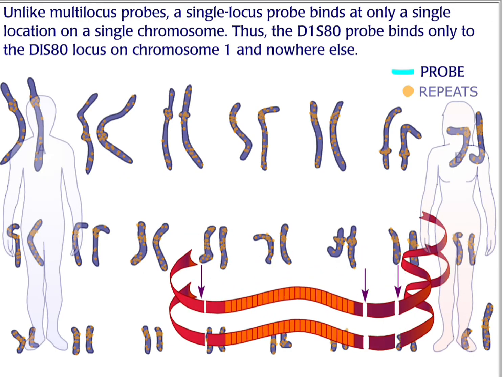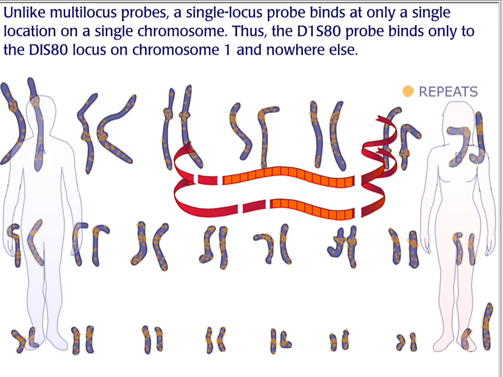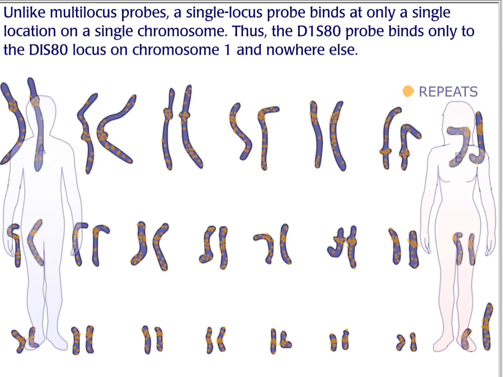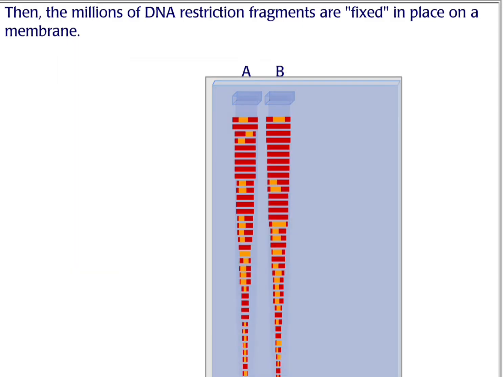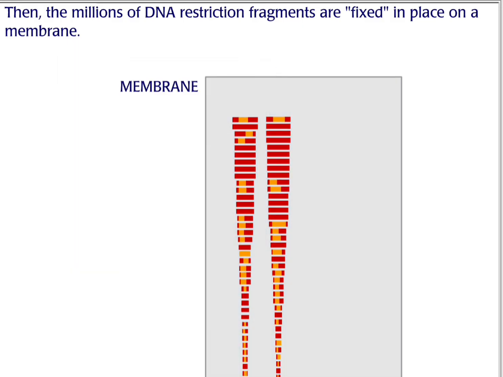Unlike a multi-locus probe, a single locus probe binds to only a single location on a single chromosome. Thus, the D1S80 probe binds only to the D1S80 locus on chromosome 1 and nowhere else. The restriction fragments are loaded into a gel and separated by size using electrophoresis. Then the millions of DNA restriction fragments are fixed in place on a membrane.